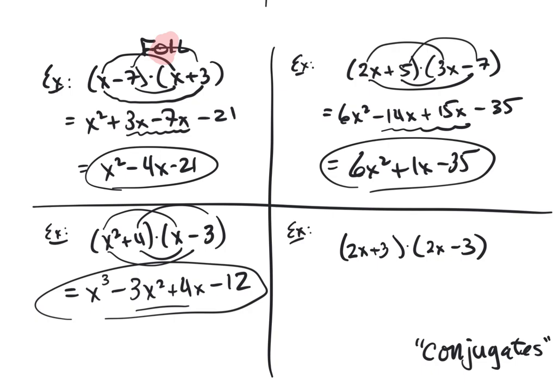And the nice thing about conjugates is, even though it looks like a FOIL, the O and the I always cancel out. But the nice thing is, even if you don't remember that, or you don't recognize it, it's no big deal.